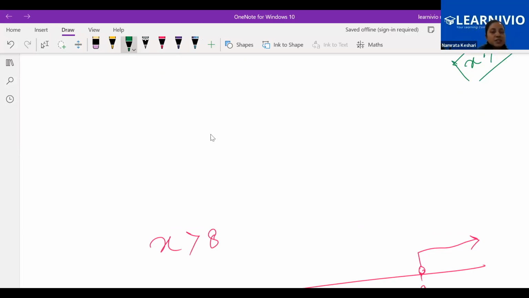If these concepts are clear to you, then you will be able to solve most of the questions from the first exercise of linear inequality easily. Do try and let me know in the next class whether you were able to do it or not. Okay.